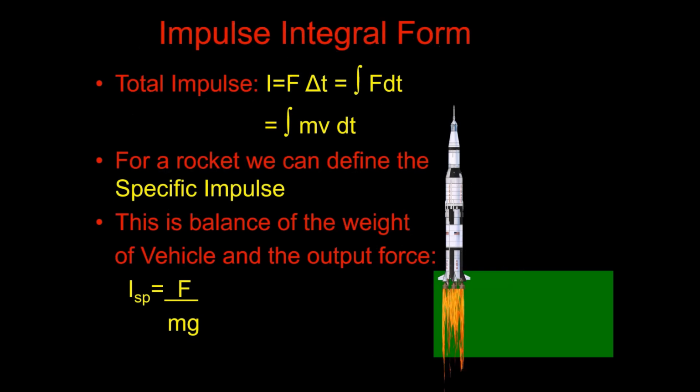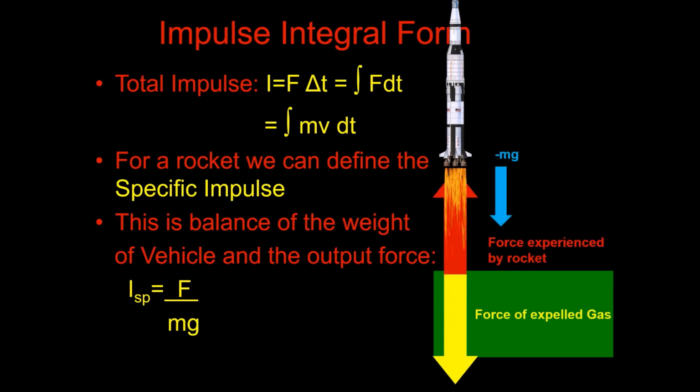So when we're talking about impulse, of course, we can perform the integrals, we can define a specific impulse. And if we go through this equation, I probably won't ask you to use this, but the specific impulse of a rocket is really the balance of the force coming from the rocket to the force of gravity, F over mg.